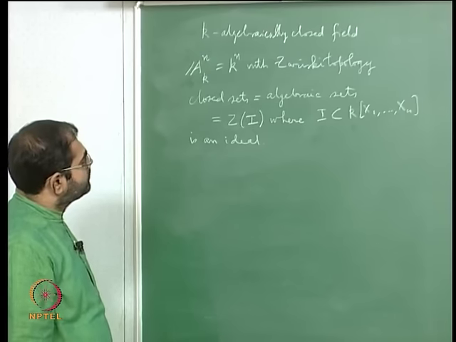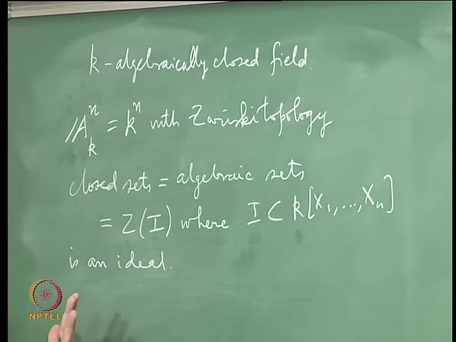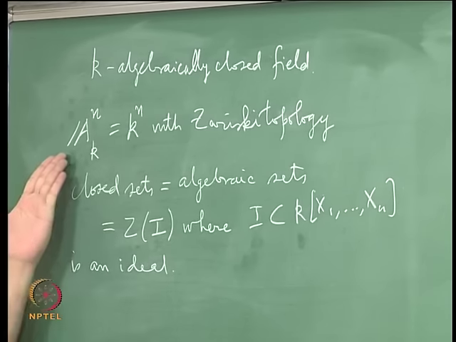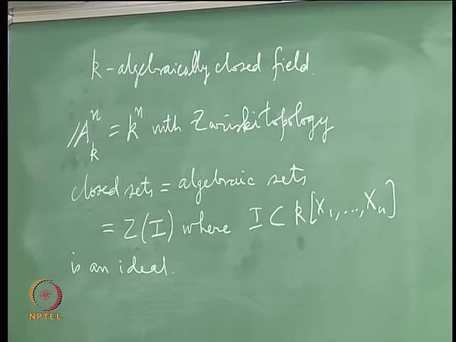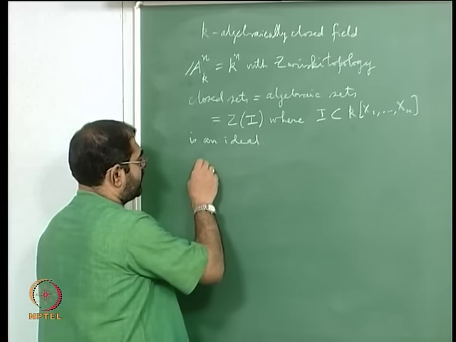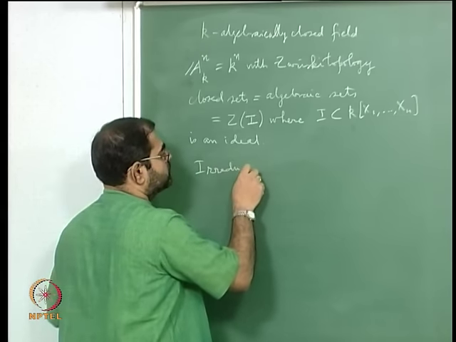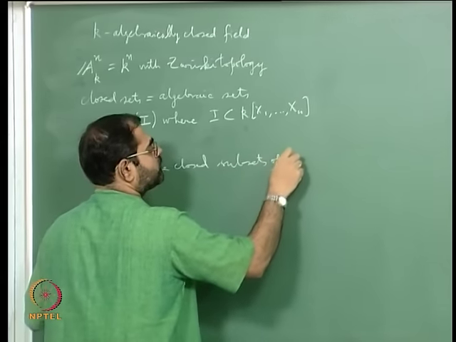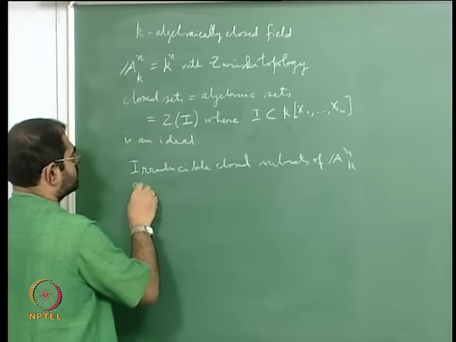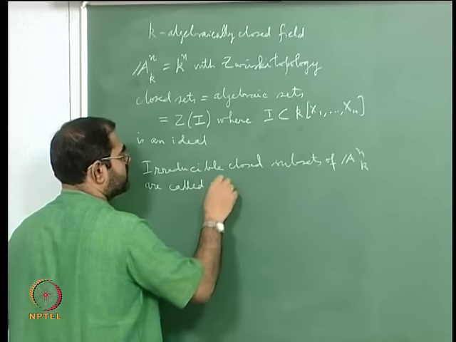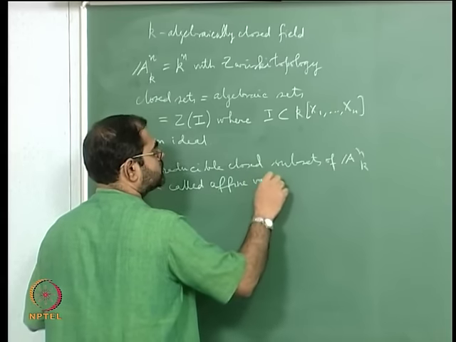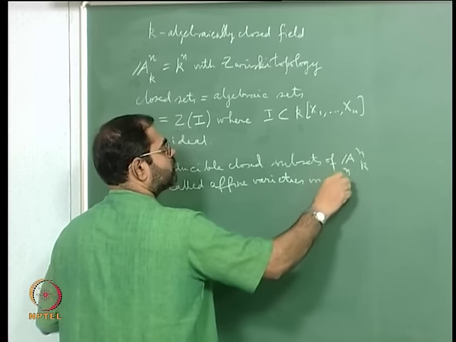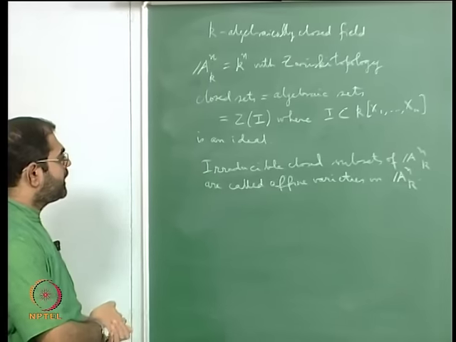And so the point was that we called irreducible closed subsets of A^n affine varieties in A^n. So let me write that irreducible closed subsets of A^n are called affine varieties in A^n.